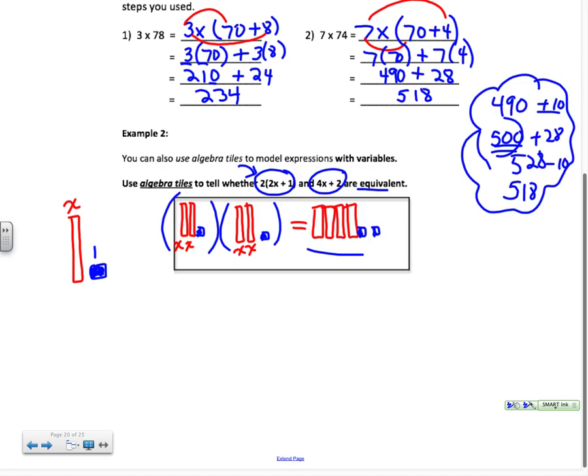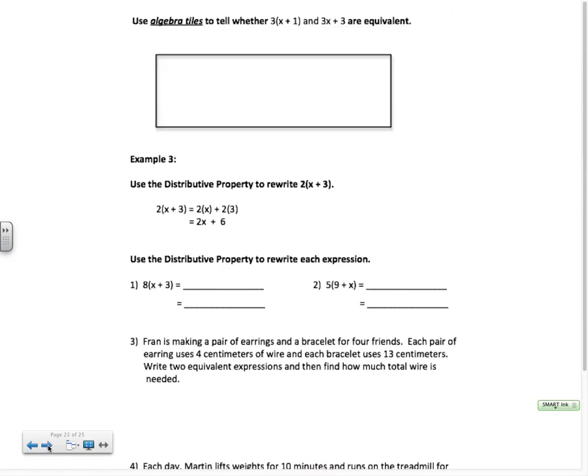Well, here's 4x plus 2. So the answer is yes, they are equal. So those two expressions are equivalent. So we get to visualize what that would look like using algebra tiles. All right, let's look at another example using algebra tiles.